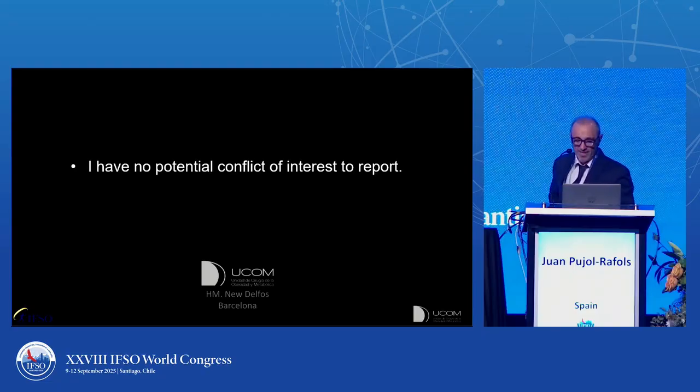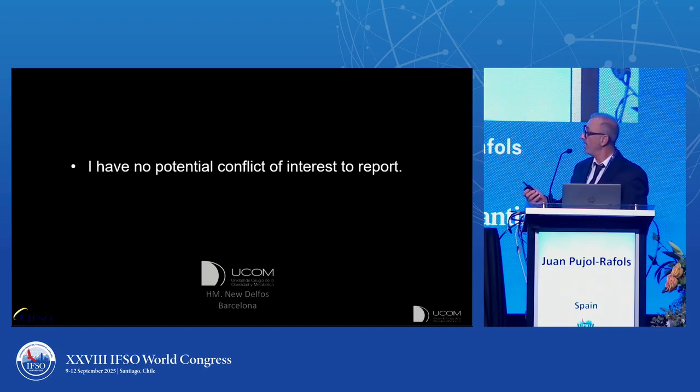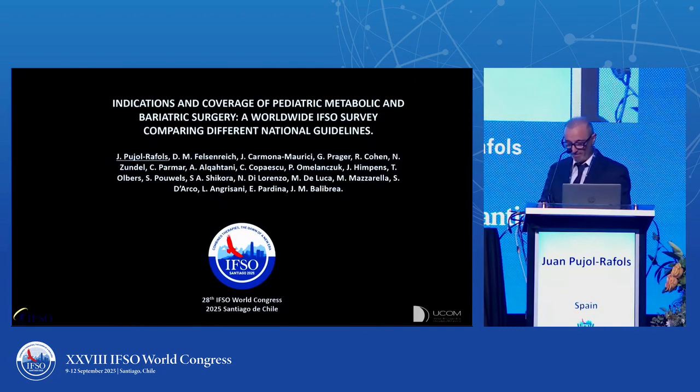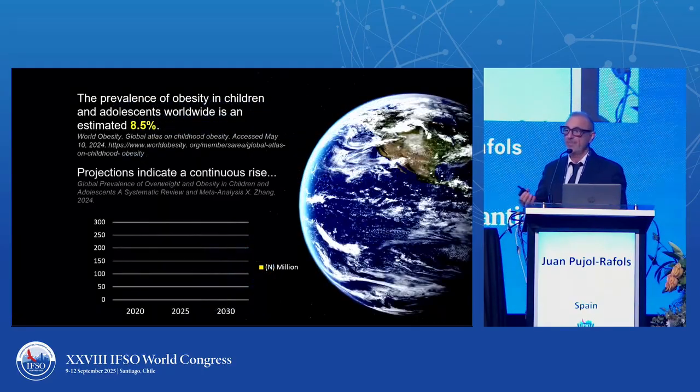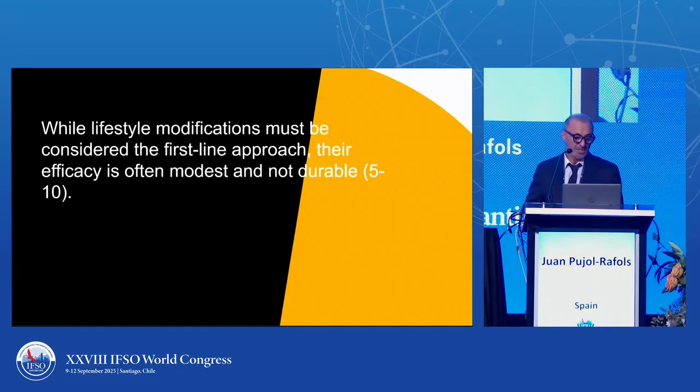So thank you very much, dear friends. It's a pleasure to be here with you and having chosen this paper as one of the top papers of the Congress. So you know that the prevalence of obesity in children and adolescents is quite worrisome, and projections indicate a continuous rise, so it's getting worse.